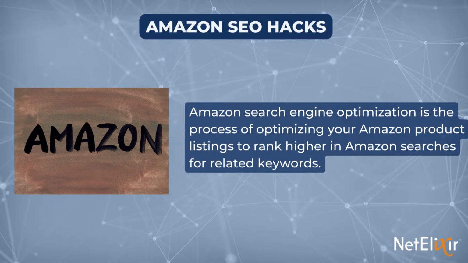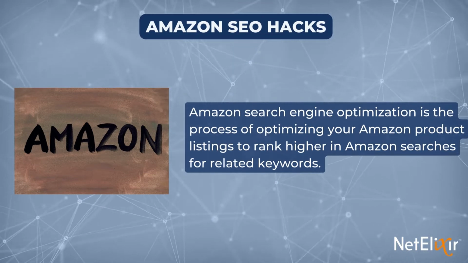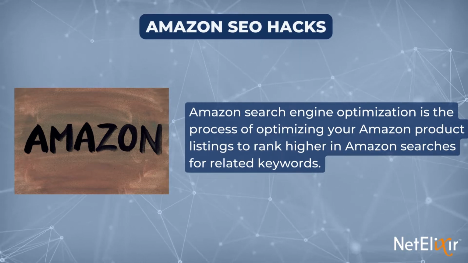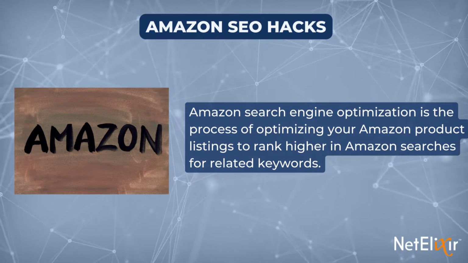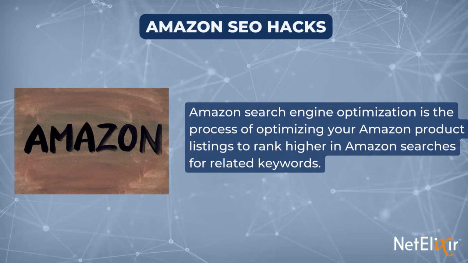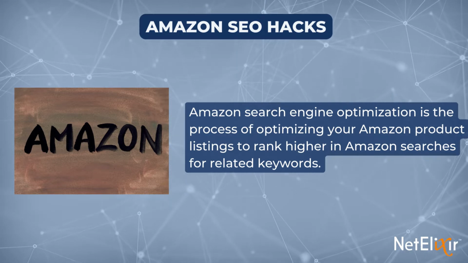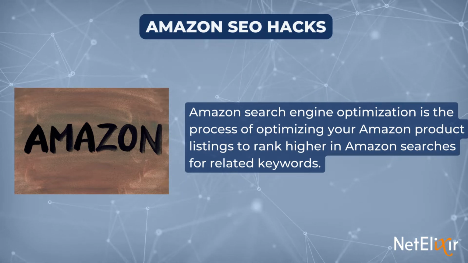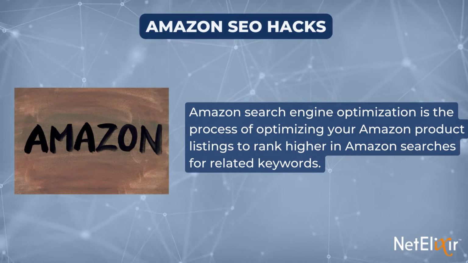Today we will be talking about the importance of Amazon SEO and how to make your products rank for the Amazon A10 algorithm. Amazon Search Engine Optimization is the process of optimizing your Amazon product listings to rank higher in Amazon searches for related keywords. In other words, appealing to the algorithm and its users will ultimately push your listings higher and increase overall revenue.